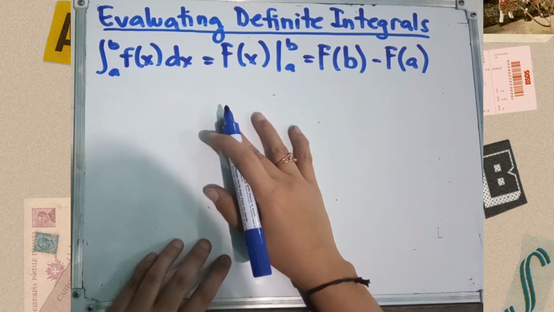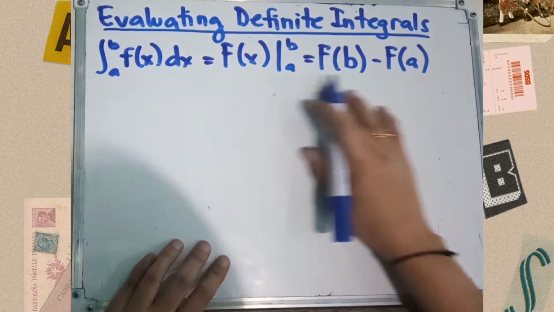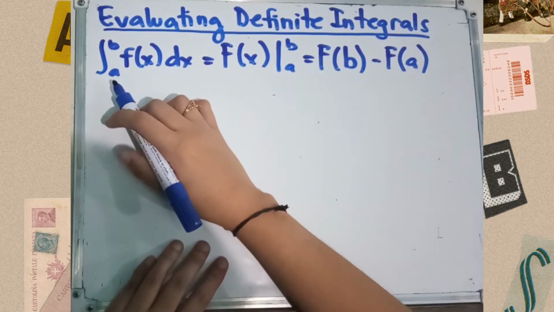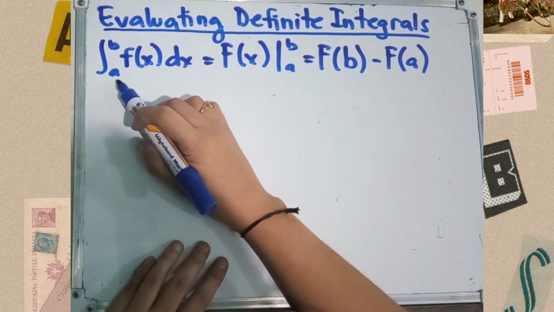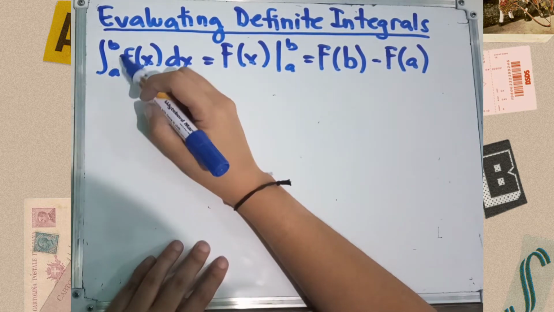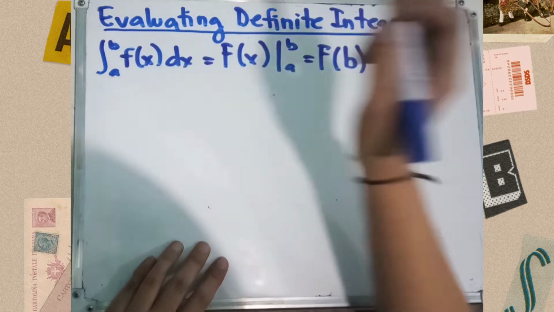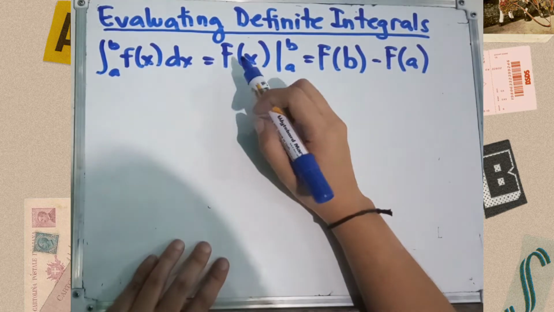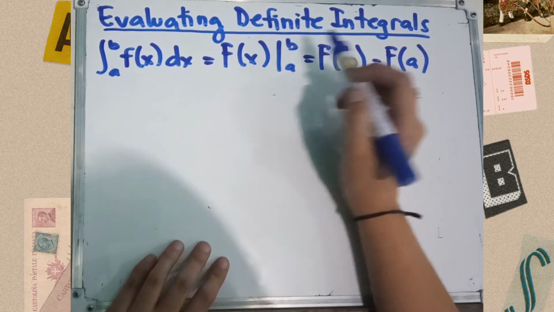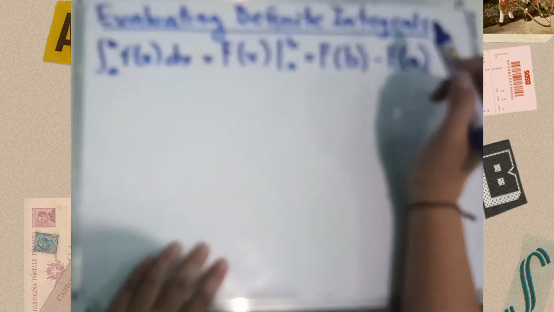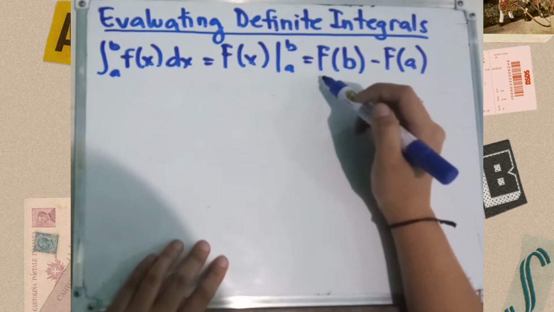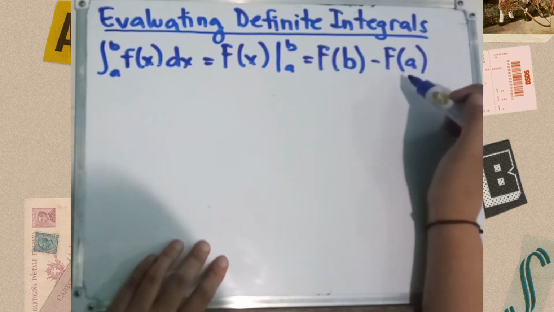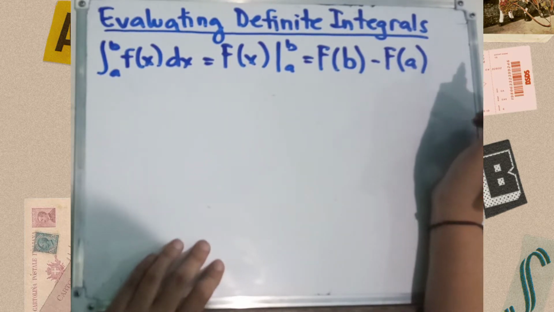For definite integrals we have this formula: the integral of f of x dx from a to b. This is our limit, the lower and the upper limit, is equal to F of x. And if we evaluate this from a to b, we will simply be subtracting the value that we get from a from the value that we get from b.